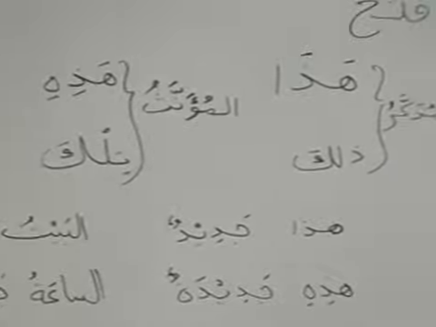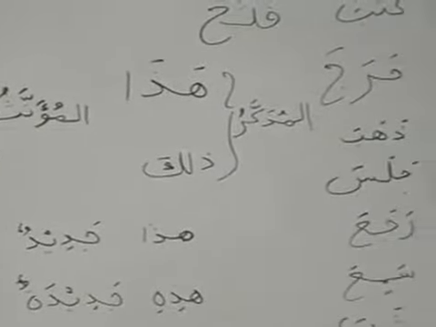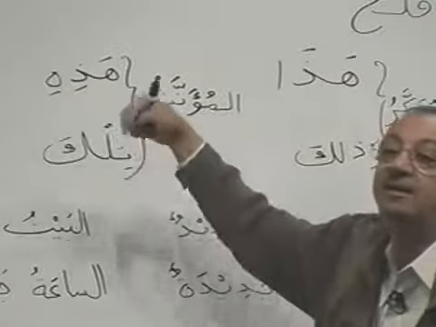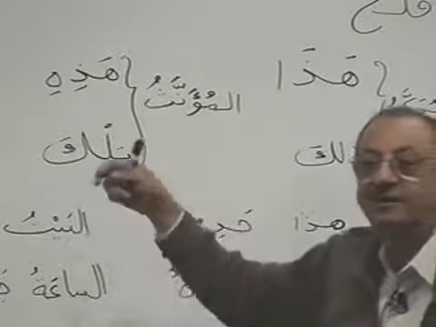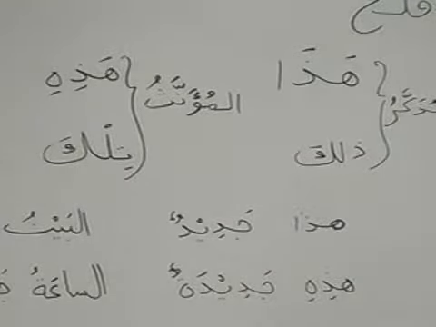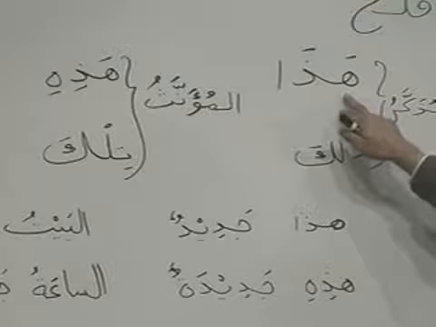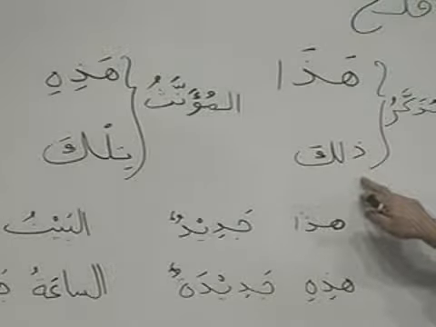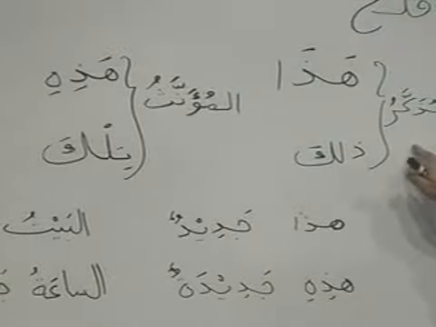Okay? So, what is the muannath of hadha? Hazihi. Very simple. It comes all the time in the Quran. And what is the muannath of dhalika? Tilka. Hazihi ismu ishara lil kareeb. Tilka ismu ishara lil ba'id. But these are both muannas. Are you with me, brothers and sisters? They are both muannas. Hadha ismu ishara lil kareeb. Zalika ismu ishara lil ba'id. But they are muzakkar. Okay.